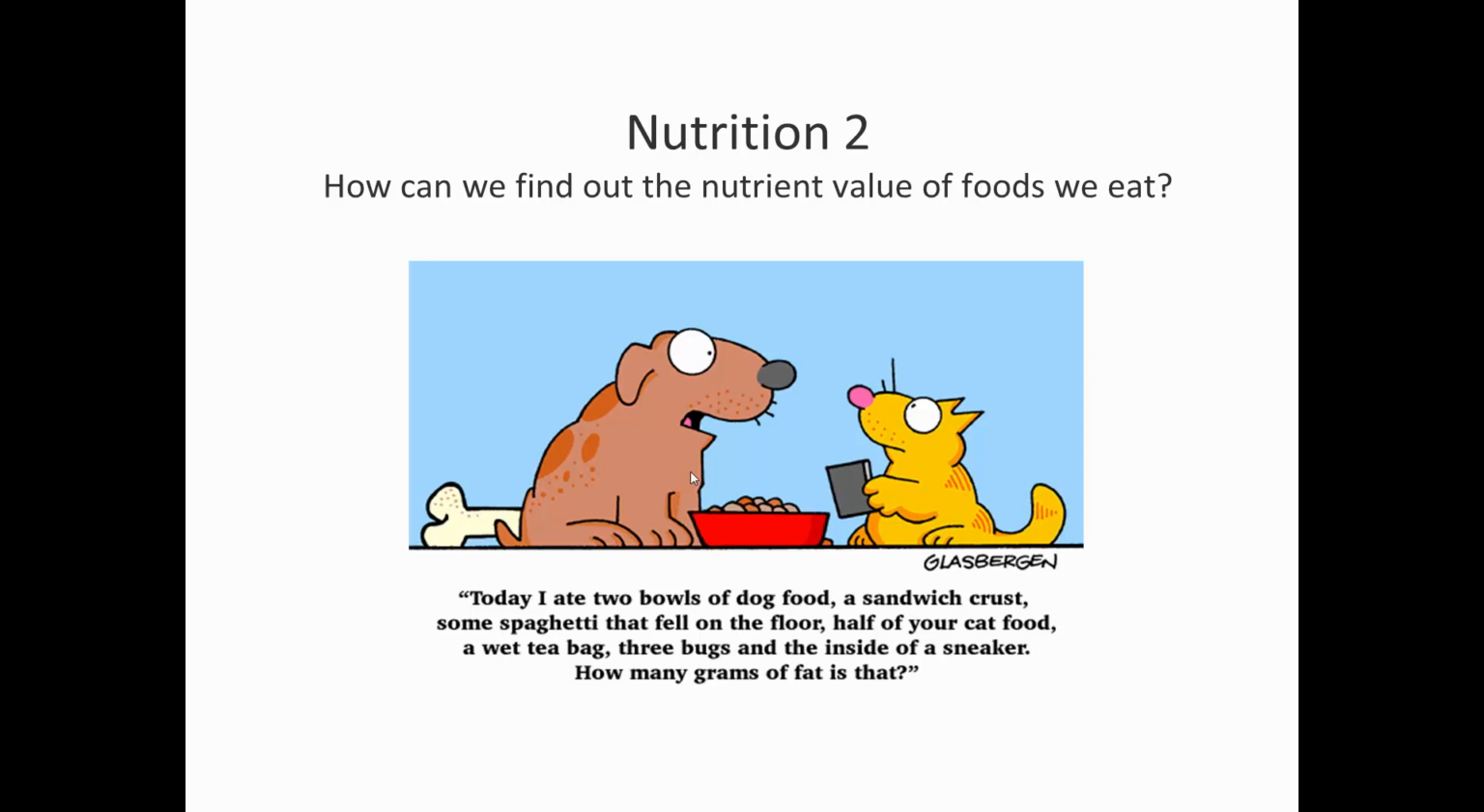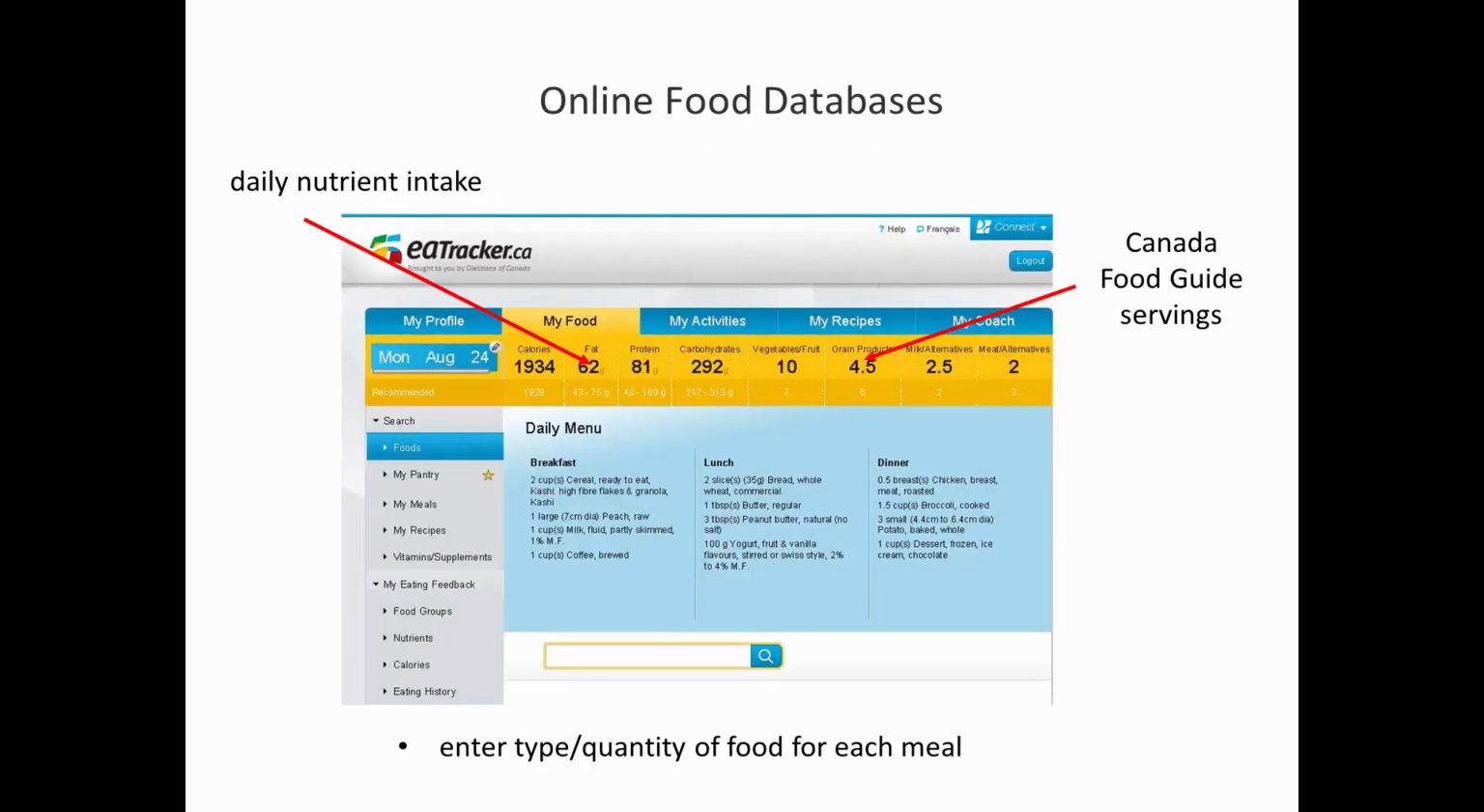So how can we find out the nutrient values of the foods that we eat? We know that we need a certain amount of carbohydrates and proteins and fats and vitamin C and so on, but how do we actually know how much is in the food that we eat? Well, there's a couple of ways that you can do this. One way is there are some really great online food databases, and this is a good one here.